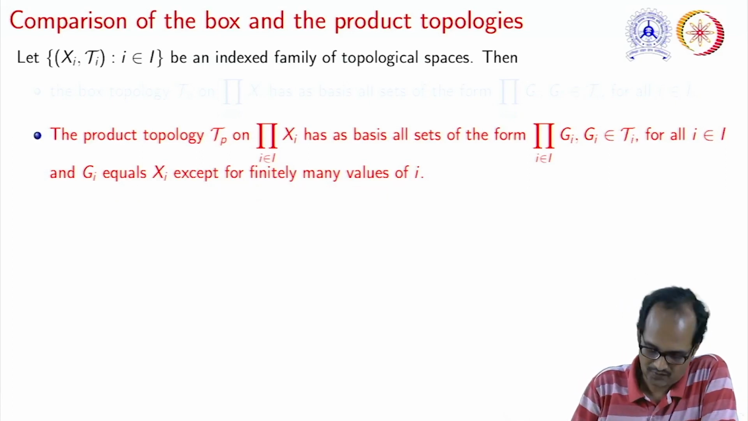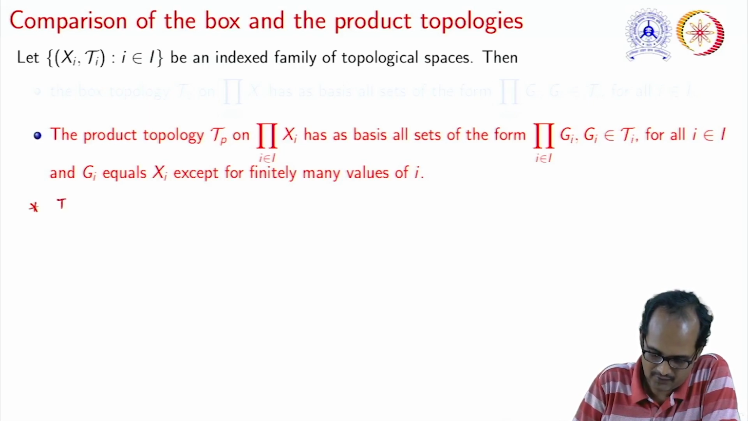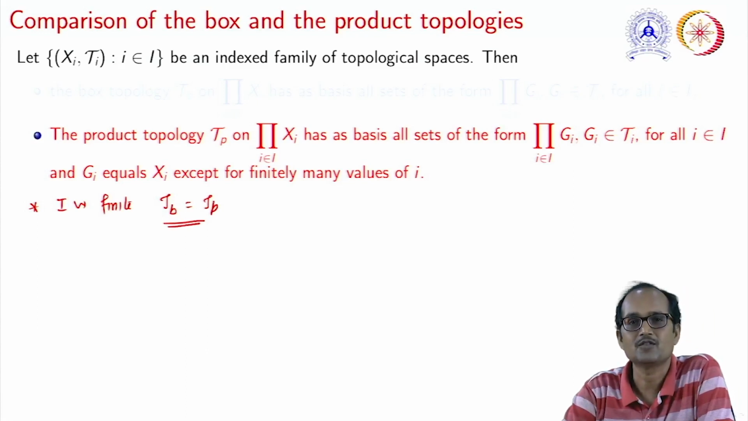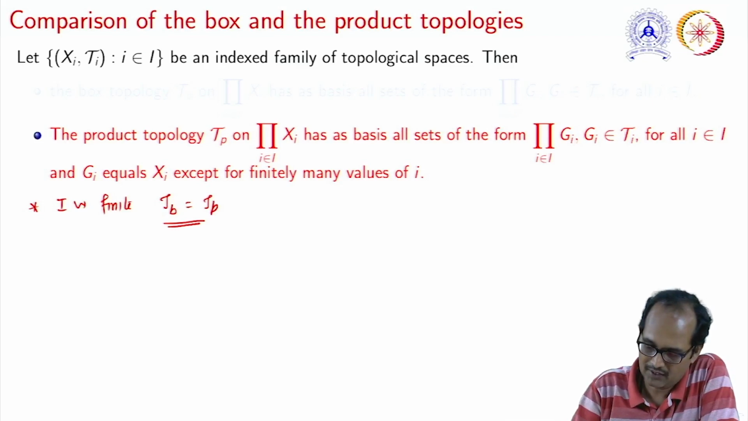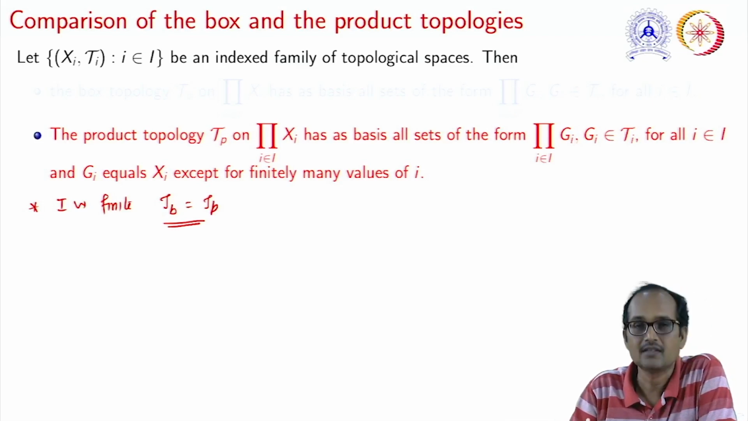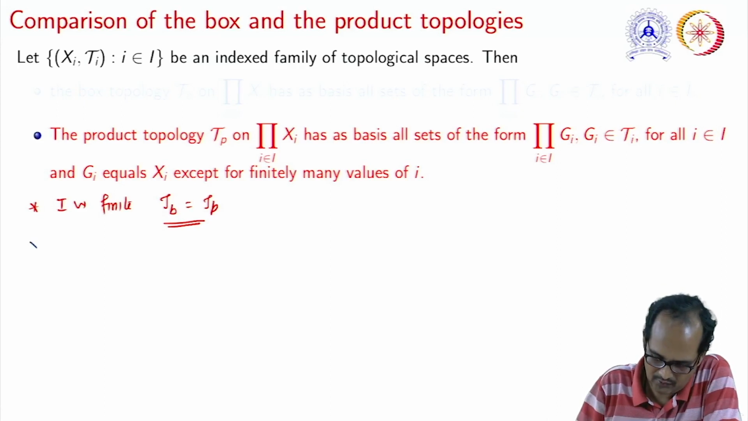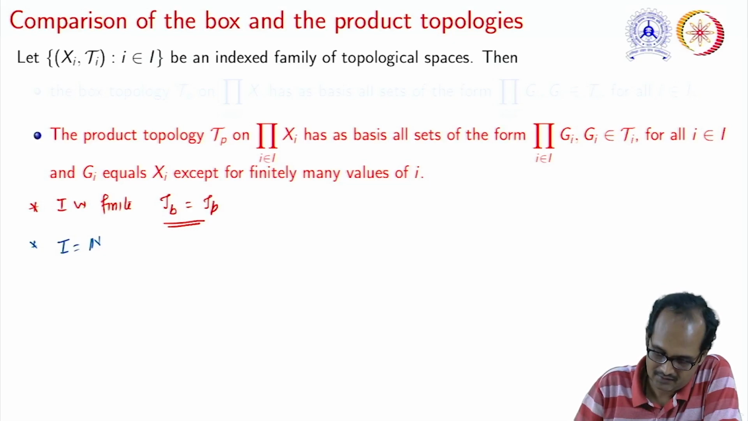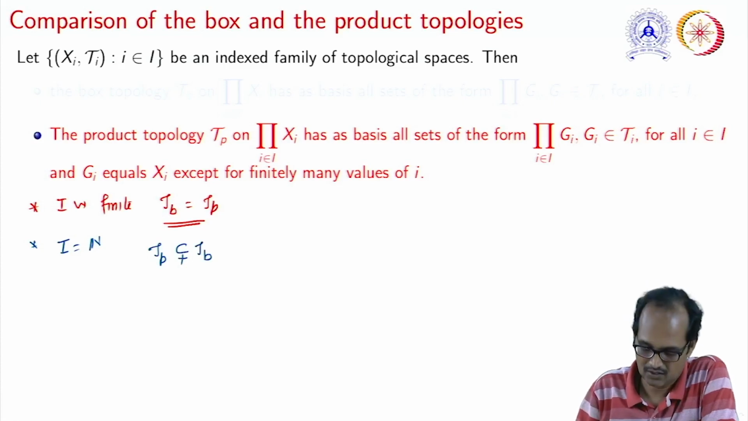From these two, it is clear that in case I is finite, the box topology and the product topology will be the same because their bases will be the same. But what if this index set I is not finite? For example, why not take this set I as the set of natural numbers? One can see that the product topology is strictly coarser than the box topology. The question is, how is it possible?